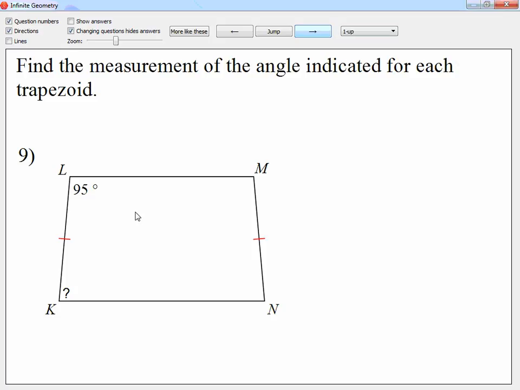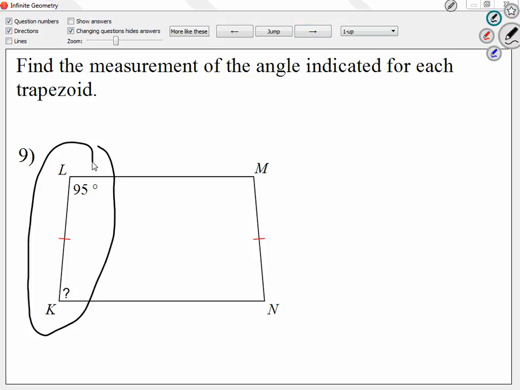I know because it's a trapezoid, standing on the base, the two angles on the left have to add up to 180. One angle is 95. How big is the other? 85. Right, you just subtract it from 180.